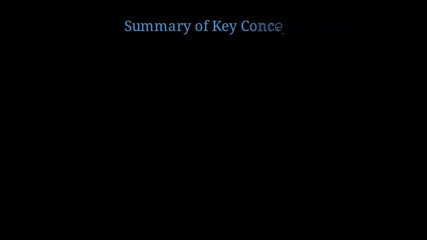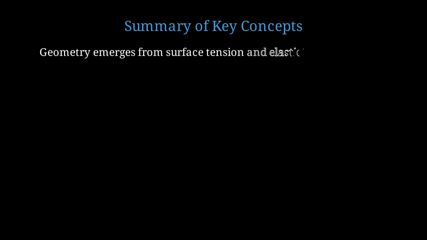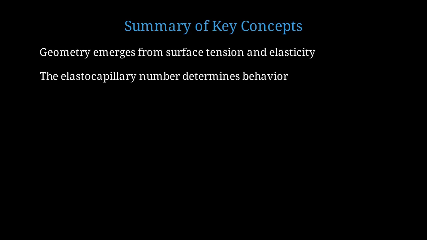Let's summarize the key concepts we've covered about capillary origami. The central principle is that precise three-dimensional geometry can emerge spontaneously from the competition between interfacial tension and elastic bending energy, with no external forces required. The dimensionless elasto-capillary number, comparing elastic to capillary forces, determines whether folding occurs. Small values favor folding, large values prevent it.